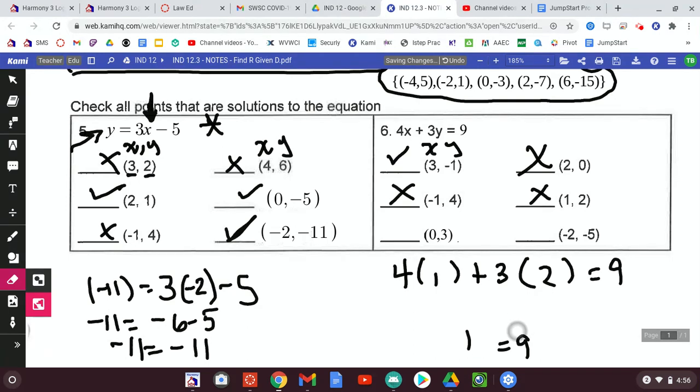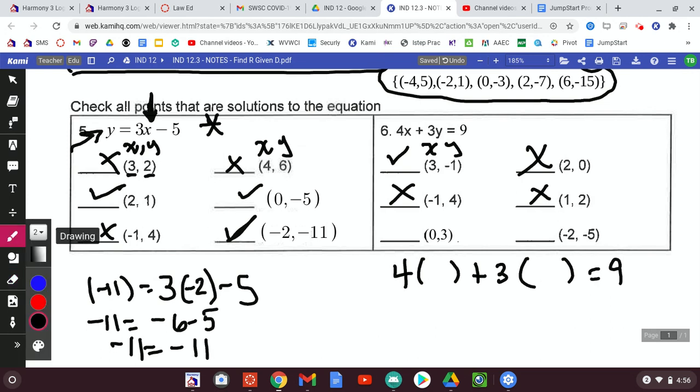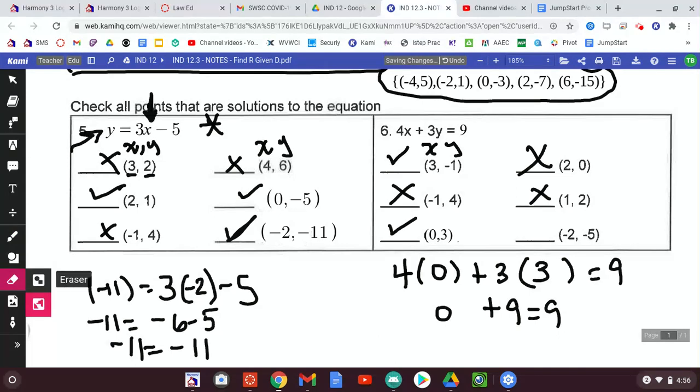And then the point (0, 3), and if you can see it without working it out too, I mean, you don't have to show every little step if you don't want to, but 4 times 0 is 0, and 3 times 3 is 9, and 9 does equal 9, so yes, that one is a solution. You're going to hear my train going by. It'll get loud here for a second.